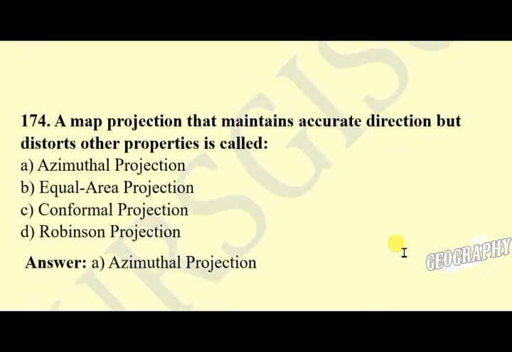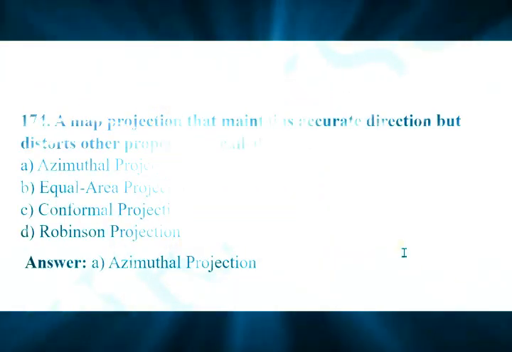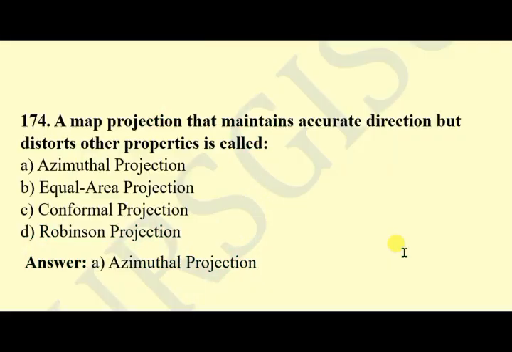Map projections. Question 174. A map projection that maintains accurate direction but distorts other properties is called: azimuthal projection, equal area projection, conformal projection, Robinson projection. Here the right answer will be azimuthal projection.